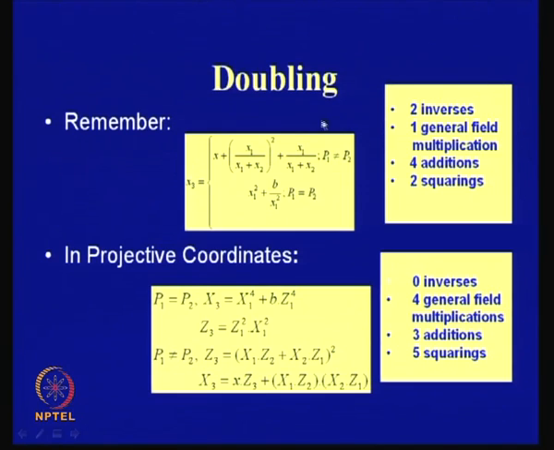So, for example, here if you remember, in doubling, these were the corresponding equations in the Montgomery system. These are the values being shown here: you need to do 2 inverses, 1 general field multiplication, 4 additions and squarings. If you convert this into the projective coordinates by the previous transformations that we have seen, okay, then you will see that you need to do 0 inverses, there are no inverses necessary, but you need to do an increased number of multiplication, addition and squaring operations. Okay. So, therefore, depending upon your m to I ratio, that is the ratio of the number of multipliers to your inverses, this may become handy, okay, and may help to make your implementations more efficient.